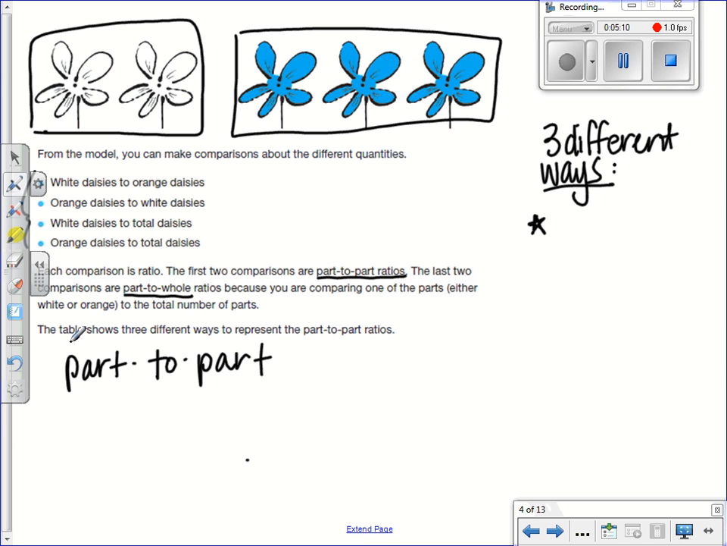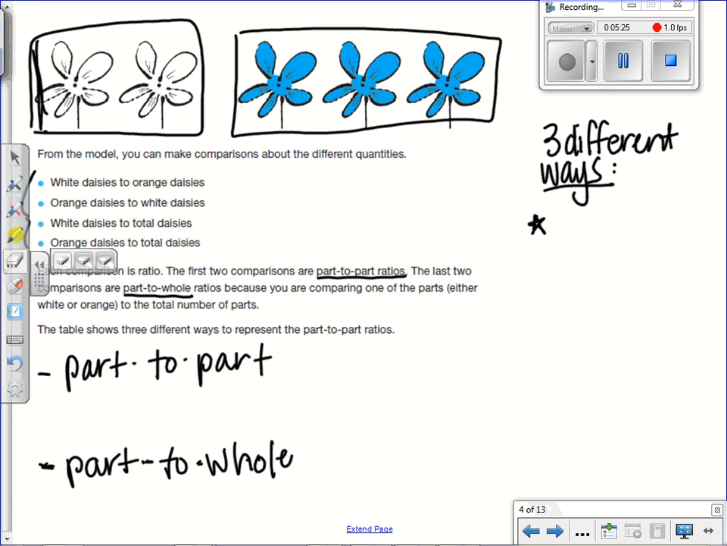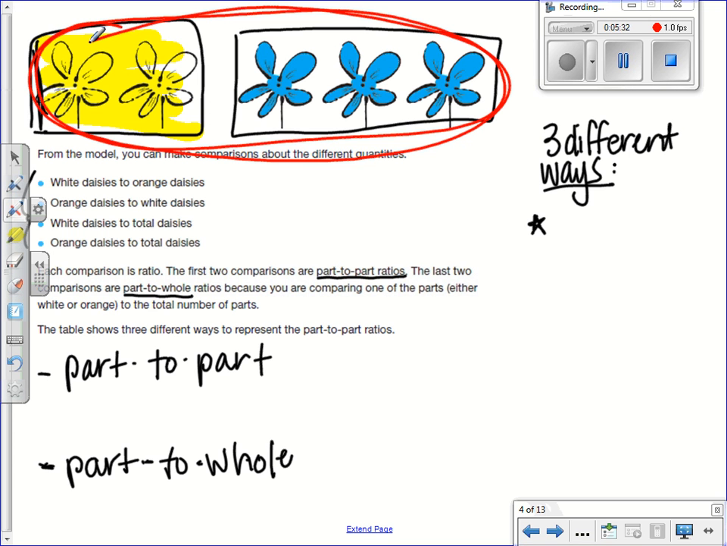Before I get to the 3 different ways, I want to touch on part to whole. Part to whole is the other type of ratio, and I'm hoping this is just a review for you. But basically, you're comparing part of what you're talking about to the whole thing. So part to whole includes part of what you're talking about. So 2 white daisies out of 5 daisies total. So that would be part of what you're talking about to the whole of what you're talking about.